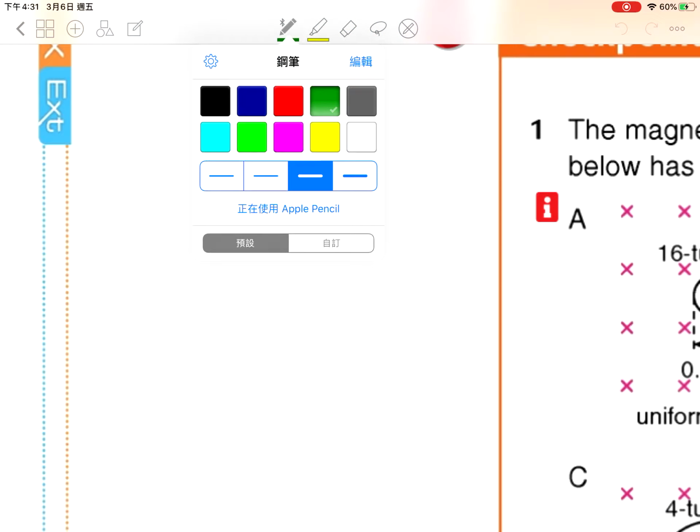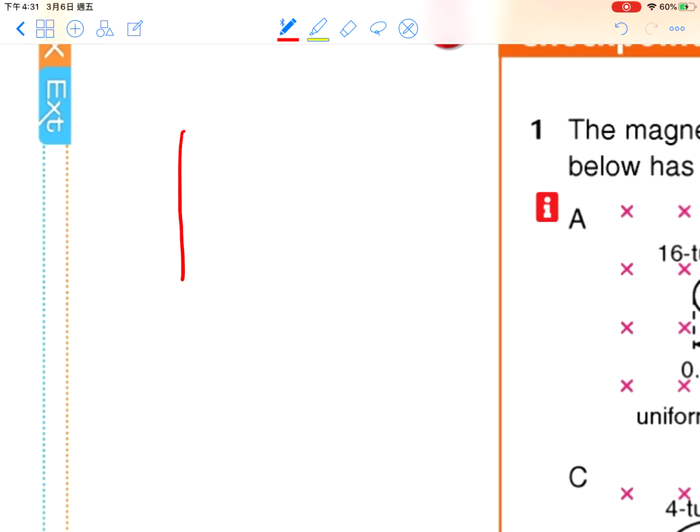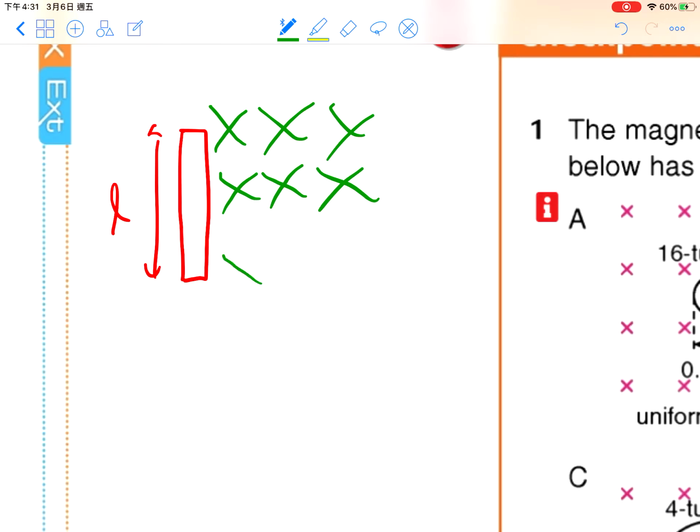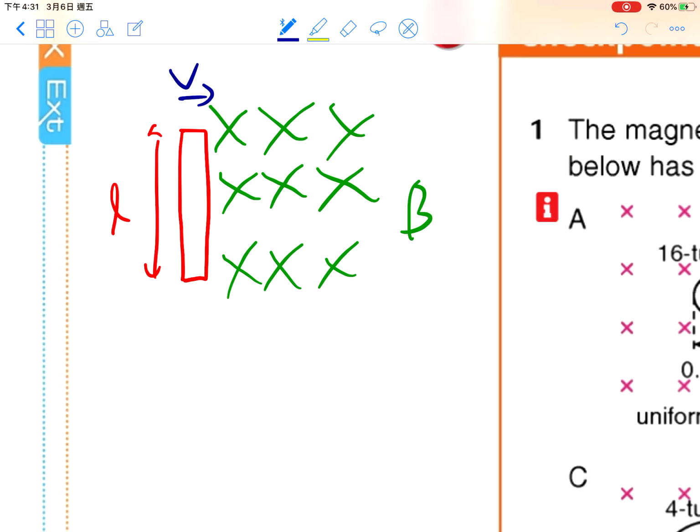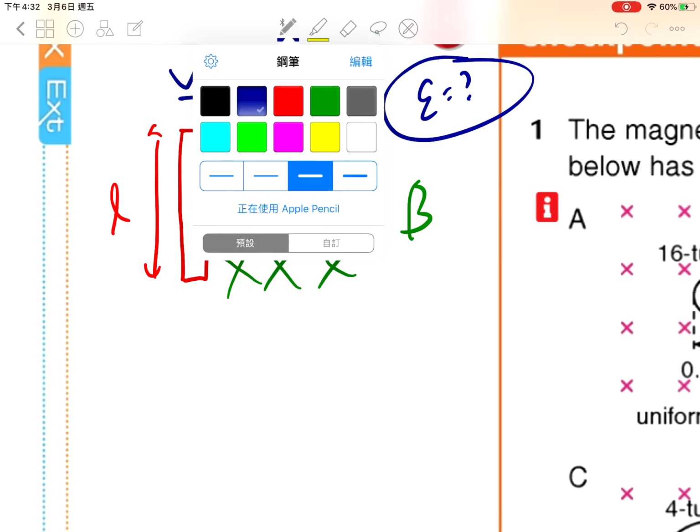Now maybe we find some place to try an example. Now maybe we have a rod here. The rod has a length of L. If we enter a magnetic field, suppose the rod has a speed v. I want to find out the equation for the induced EMF in terms of B, v and L.